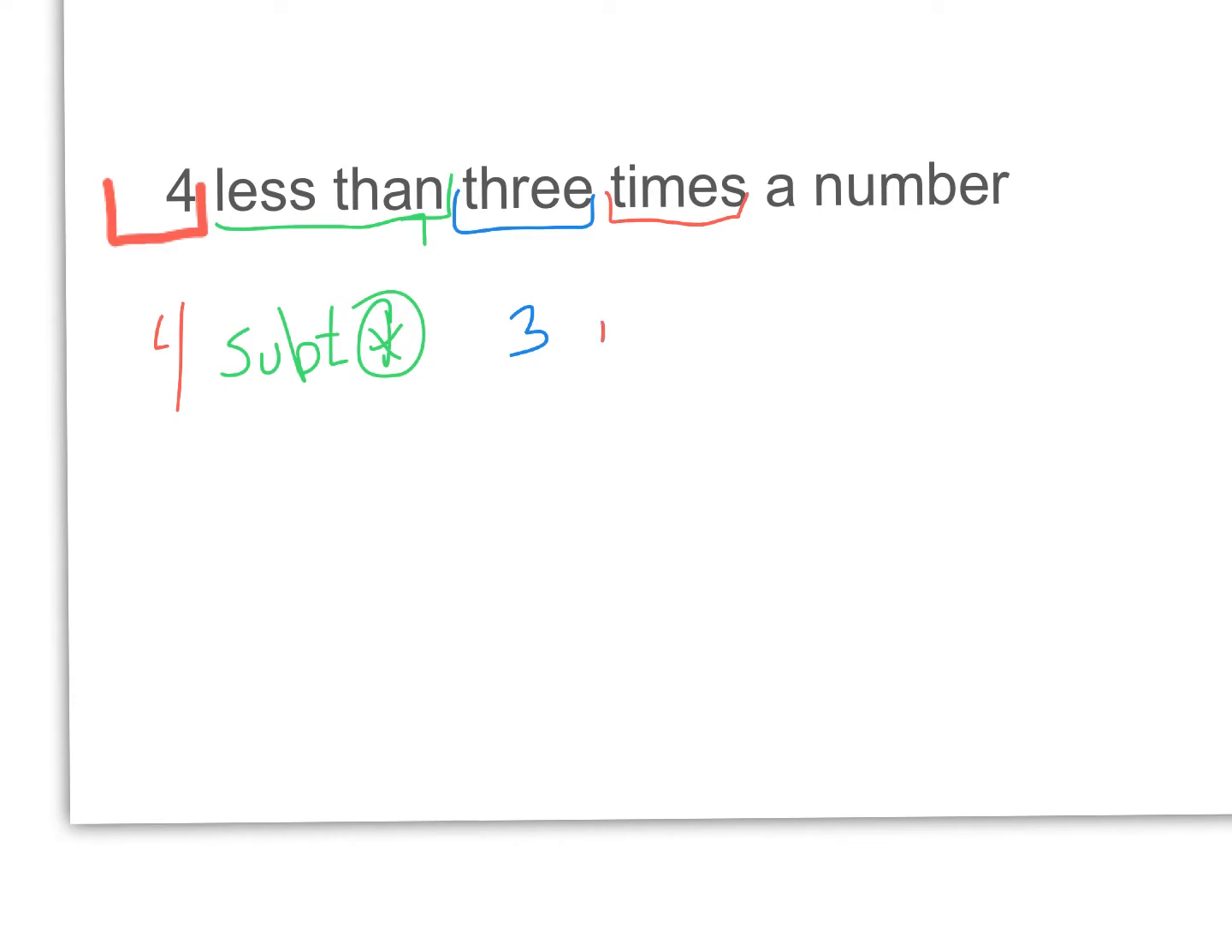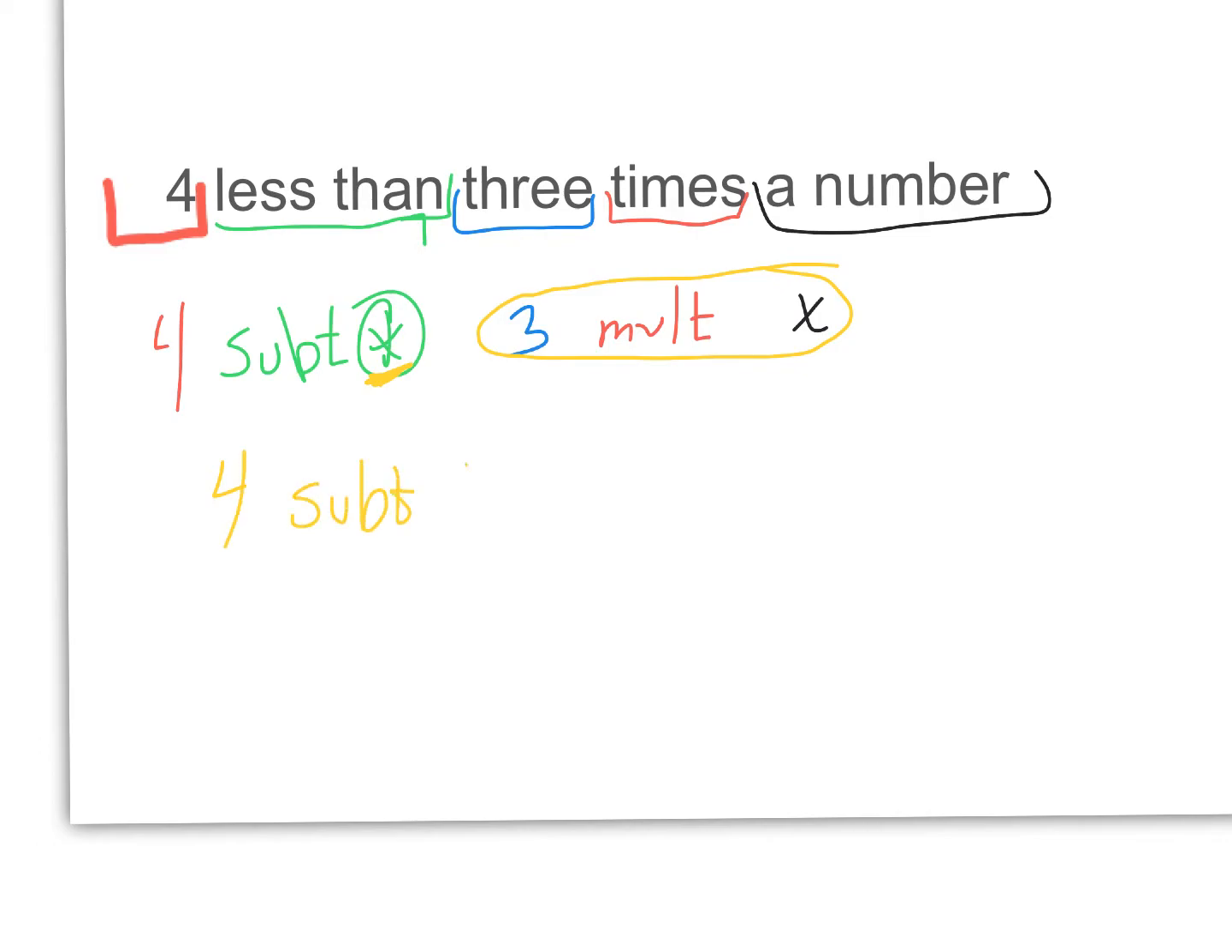Times means to multiply. A number, I can use any variable I want, so let's use x. I'll be boring about it. Okay. Now, then we have to piece this all together. So we have 4 subtract with this little doohickey thing right here. 3 multiply x. What would be the easiest thing to put together would be this, right? Multiplying 3 and x. So 4 subtract with the little star doohickey thingy here. And 3 multiplied by x is 3x.